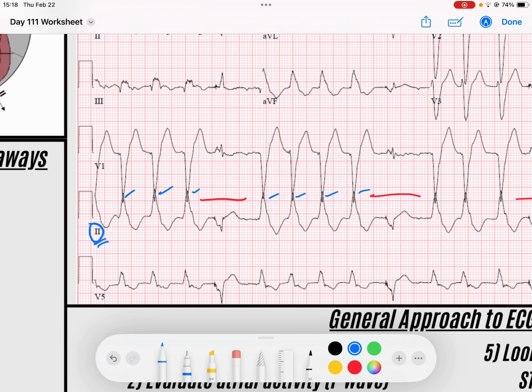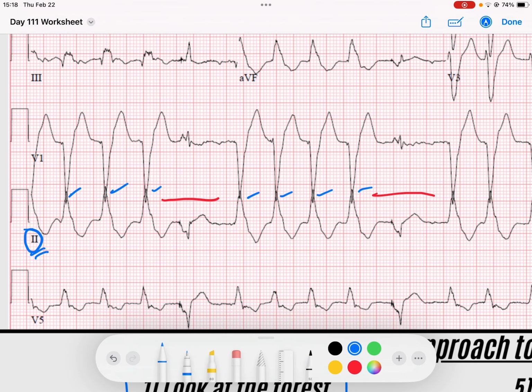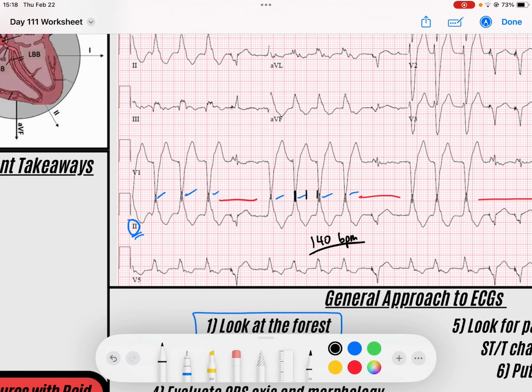If I want to get my rate of these, here's one that lands on a solid line right here. If I calculate my rate, this was 300, 150, so just under 150 beats per minute, maybe 140 beats per minute is my rate. So we've got a tachycardia that is wide complex. All right, so we've got a wide complex tachycardia.